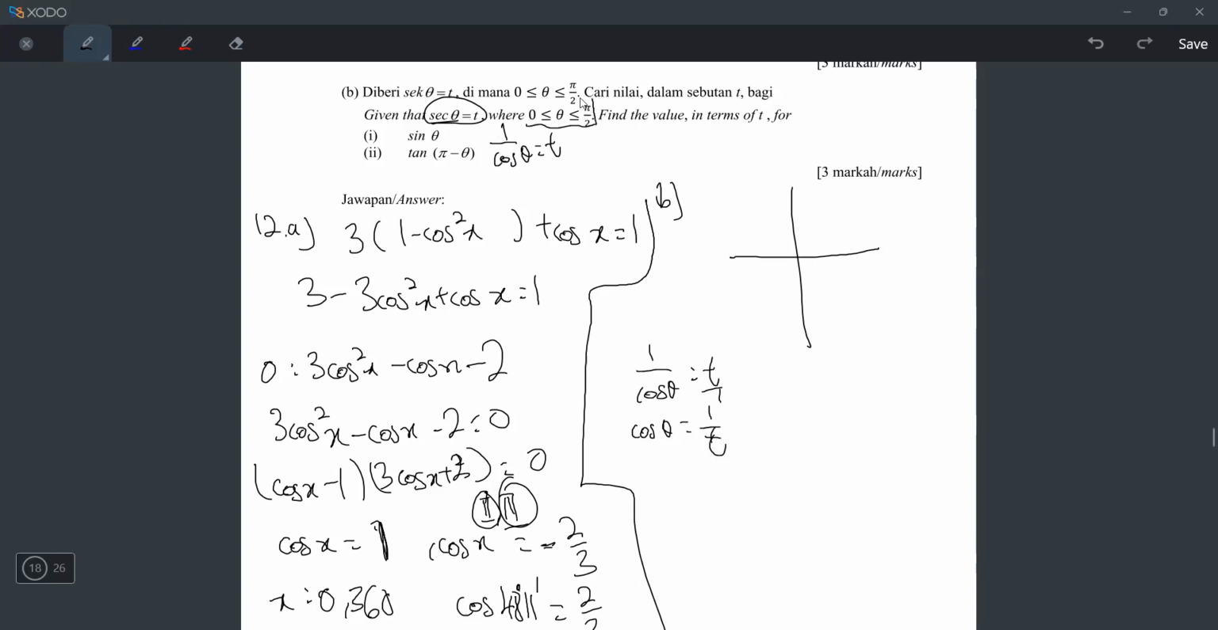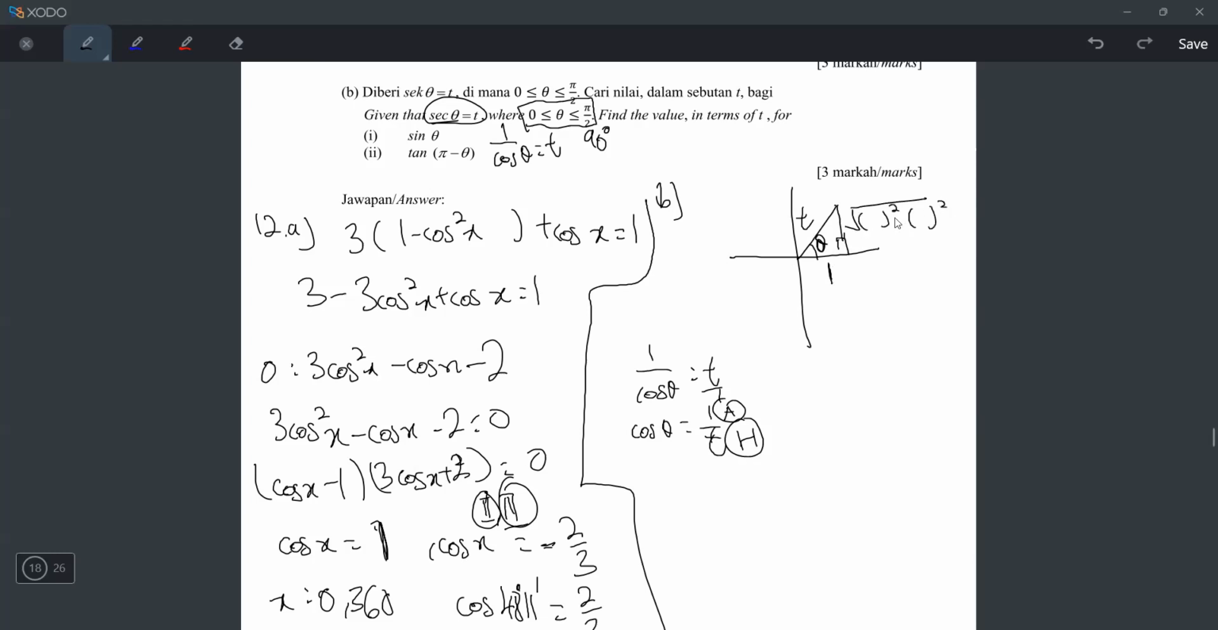But it's okay, because they mentioned here the theta must be in between 0 and pi over 2. Pi over 2 is actually 90 degrees. So if it's in between 0 and 90, definitely quadrant 1. It means in quadrant 1 all are positive. And then draw towards the x-axis, this is my angle. If cos theta is 1 over t, the adjacent is 1 and the hypotenuse is t. Since the theta is here, the adjacent is here. So the adjacent 1 here, and hypotenuse t. It means I can find the opposite.